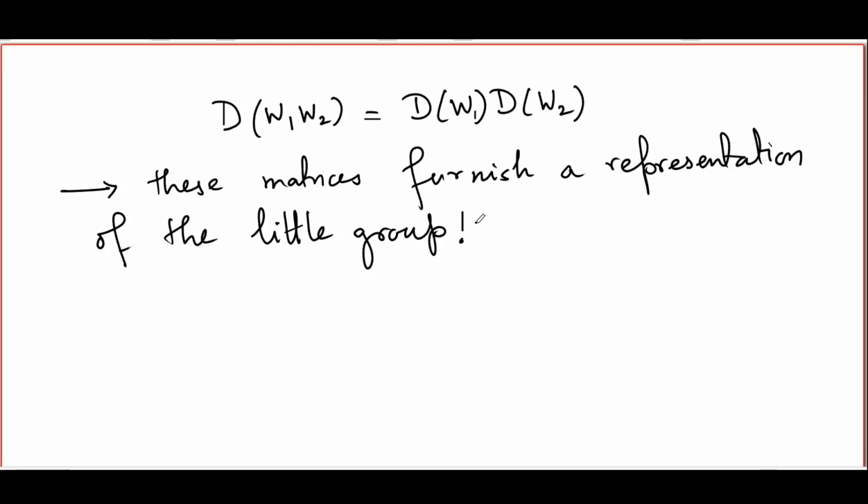and representations of the little group will tell you all about representations of the Poincare group. In other words, if you find D sigma prime sigma for W, you should be able to find out C sigma prime sigma for the lambda P. And that is what I am going to show now.